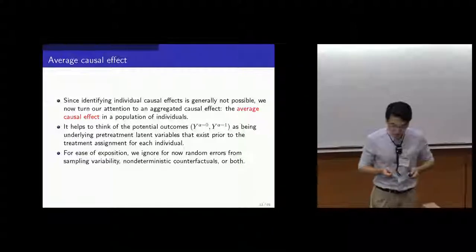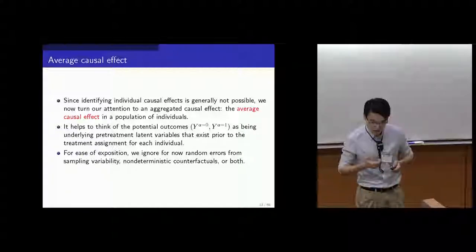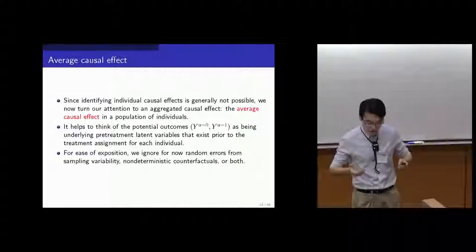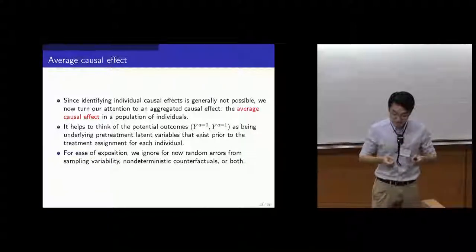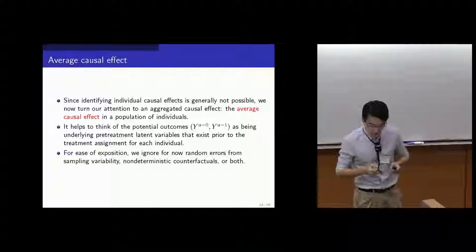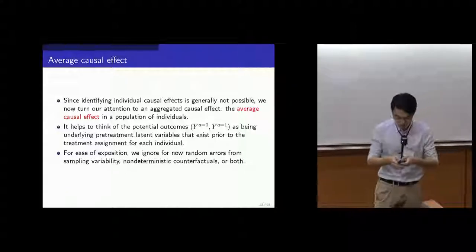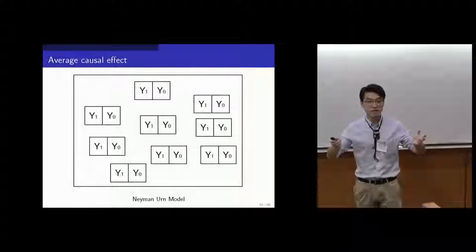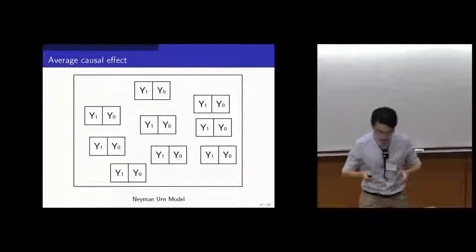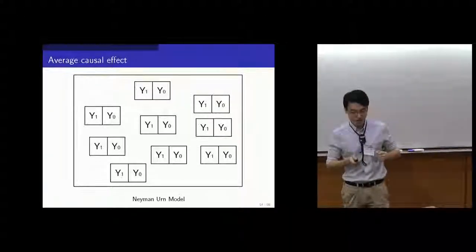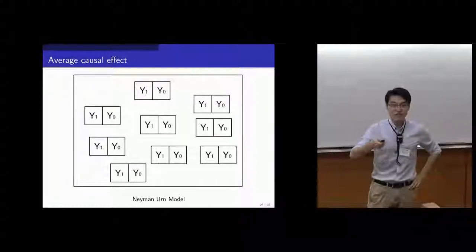So now that we talk about the impossibility of identifying individual causal effect, we turn our attention to another causal effect measure, the average causal effect in a population of individuals. It helps to think of potential outcomes, as I mentioned, as underlying pre-treatment latent variables that exist prior to the treatment assignment for each individual. As kindly pointed out, I'm going to ignore for now random errors from sampling variability, and non-deterministic counterfactuals, or both. So what do I mean by that? We can think of everyone in this room as units, and each one of you will have two potential outcomes under each treatment. And now I will assume the outcome is also binary.